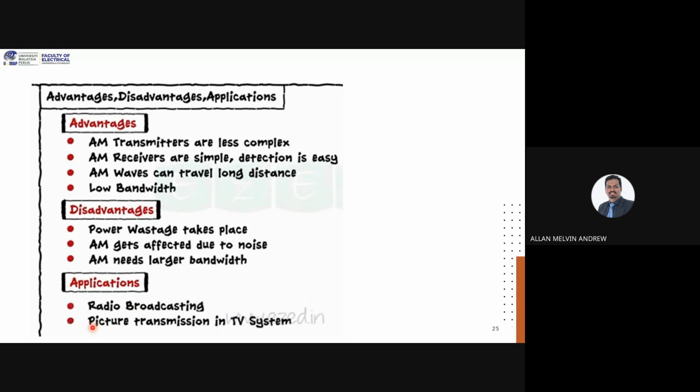Okay, so picture transmission in a TV system. Let's say you just want to transmit a picture, not a movie, just a picture. Then you can use AM for transmission.